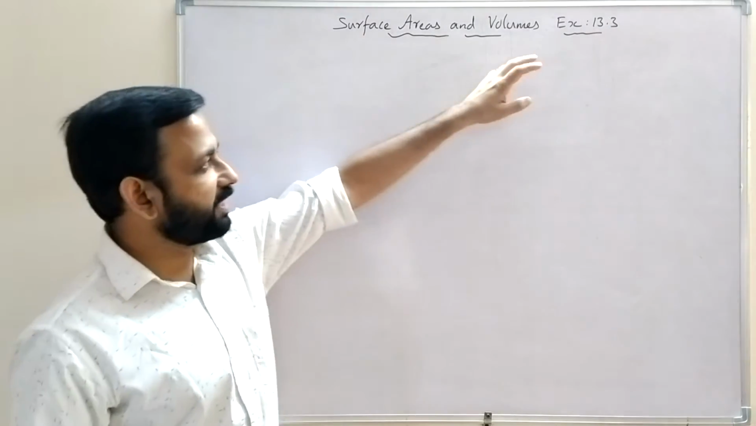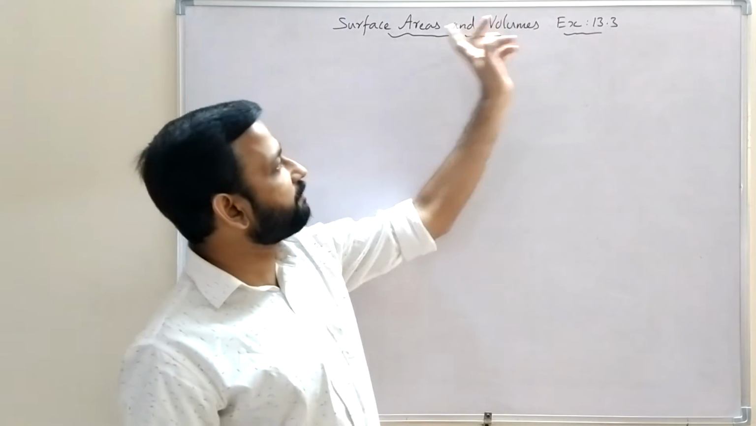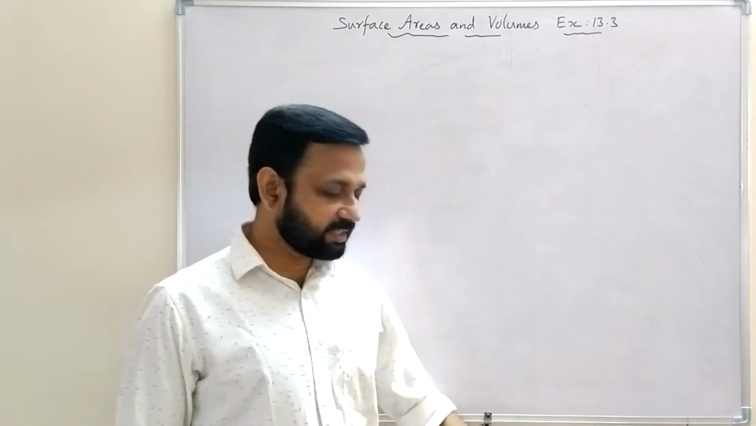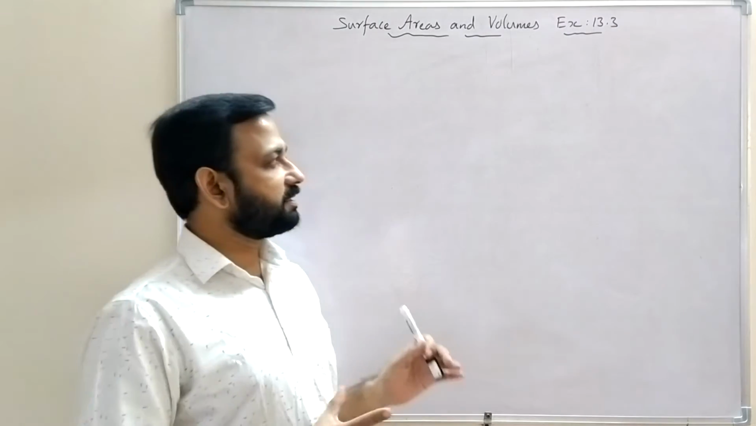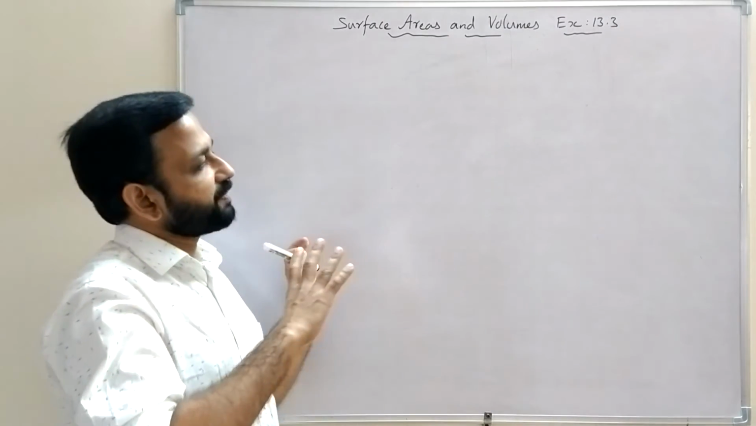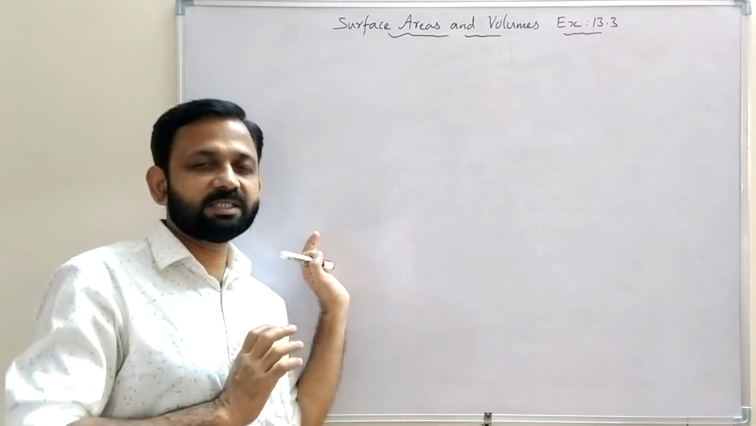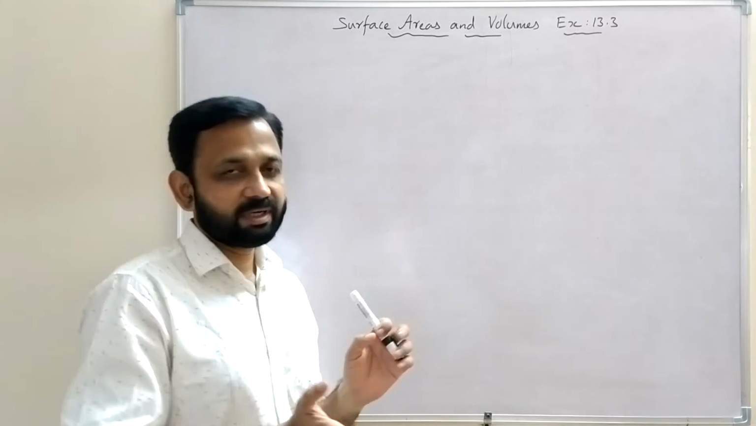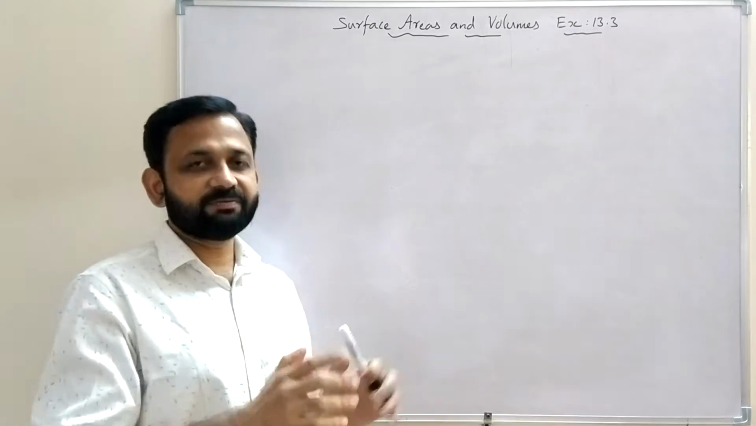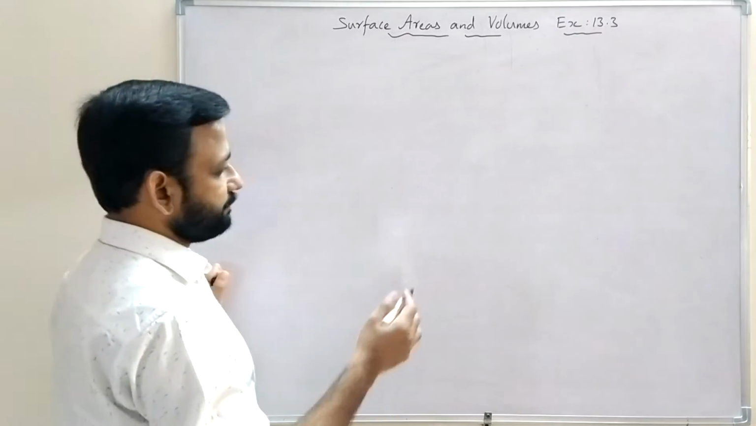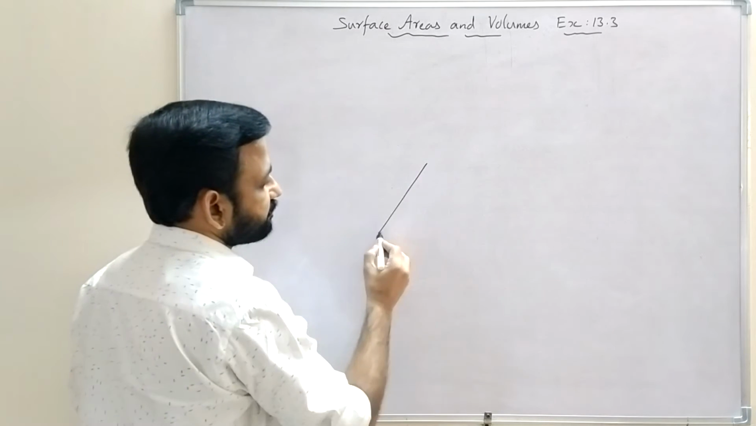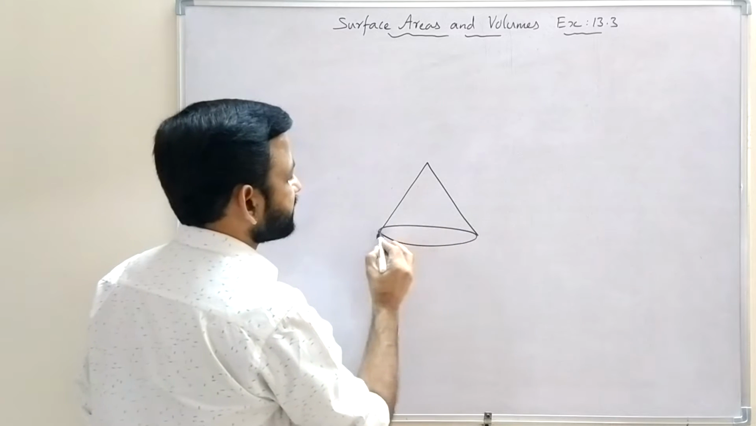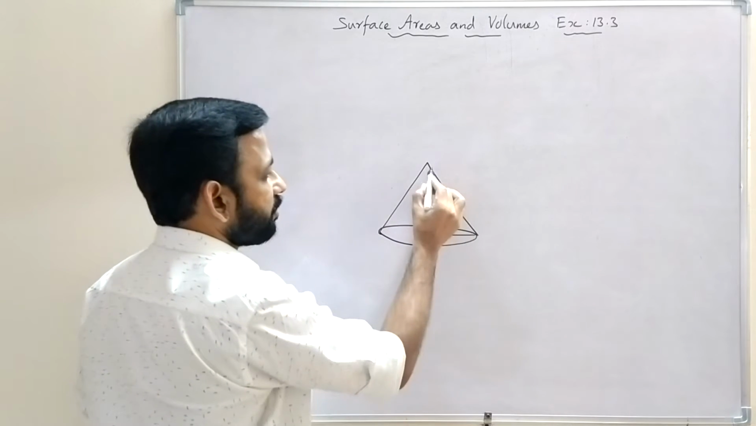Today we will do exercise 13.3 of surface areas and volumes. In this exercise we are going to learn the questions related to surface area of cone, curved surface area, total surface area, etc. In previous class we learned the formula for finding the curved surface area of a cone, total surface area of a cone, etc.